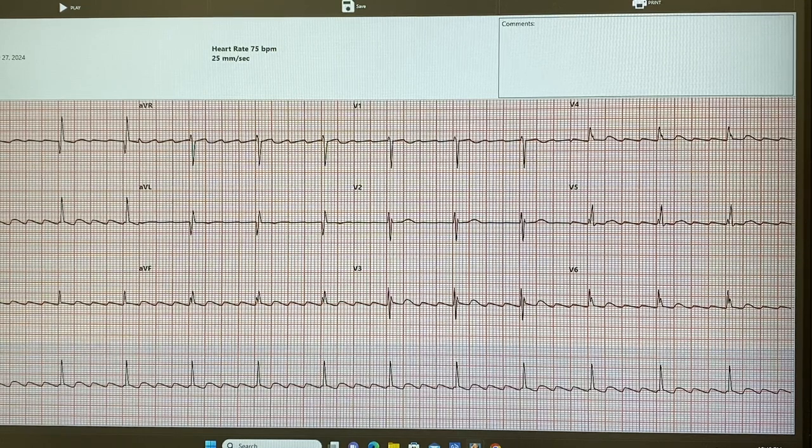So is it coming from the SA node? I would say, do you have the picture of the thing that's on the board? Did you guys take a picture of the board? Yes.